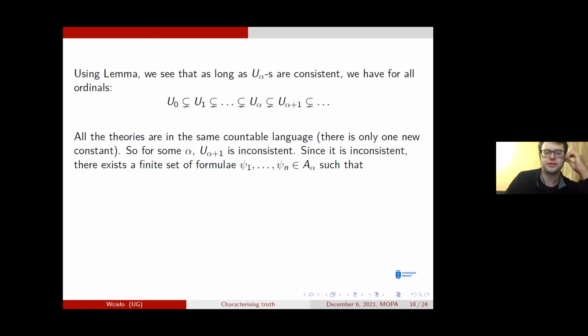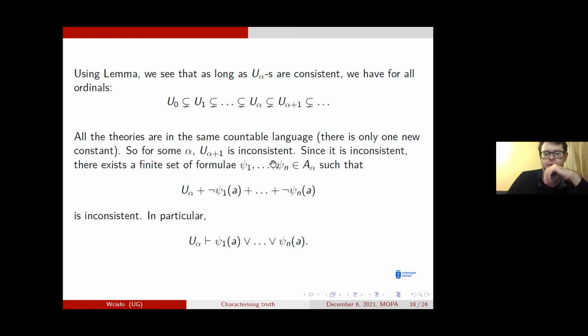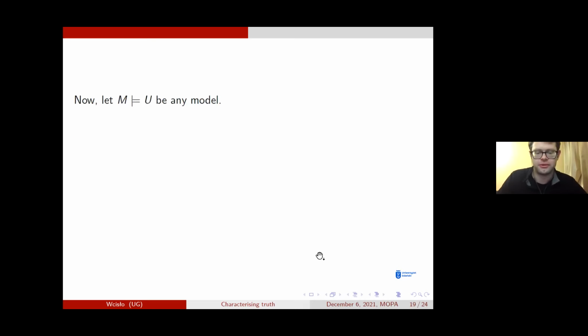Since it is inconsistent, there is a finite set of formulae at some step such that this set is inconsistent. In particular, U alpha proves that at some point, after you chop off and chop off, you say that no, A is very much harder than what you thought. At some point you have to stop. So A actually has to be easy. So it's one of those finitely many conditions of why it's easy to define the elementary diagram for A.